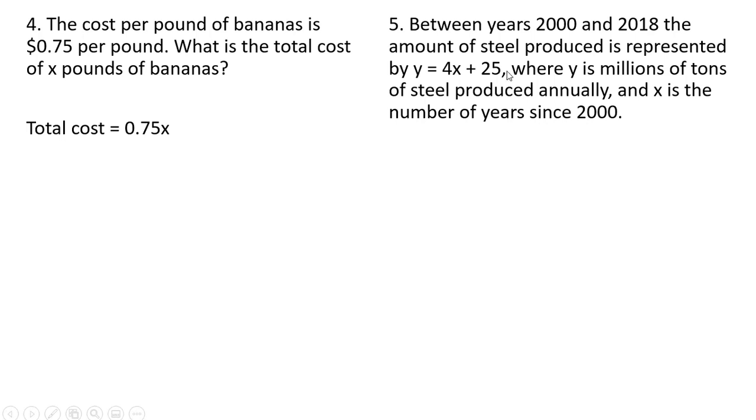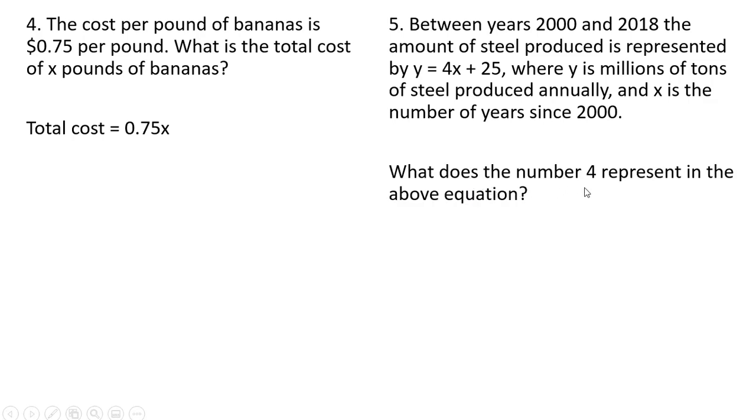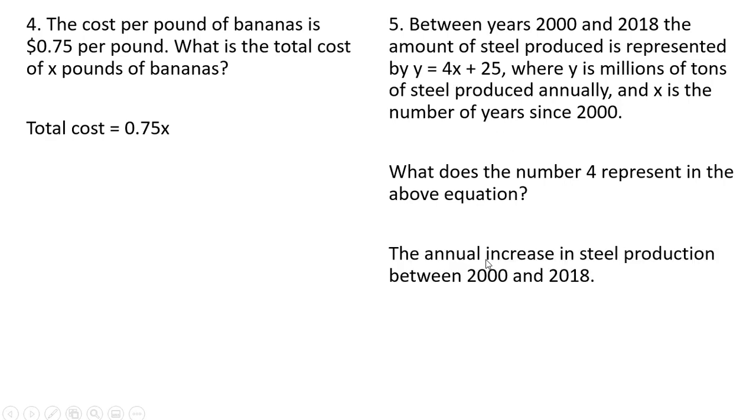Next question, question 5. Between years 2000 and 2018, the amount of steel produced is represented by Y equals 4X plus 25, where Y is millions of tons of steel produced annually, and X is the number of years since 2000. What does the number 4 represent in the above equation? So 4 here in the above equation, that's going to be the slope. So that's going to tell us the annual increase in steel production between the years 2000 and 2018.